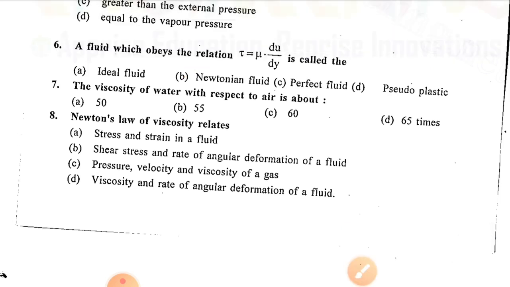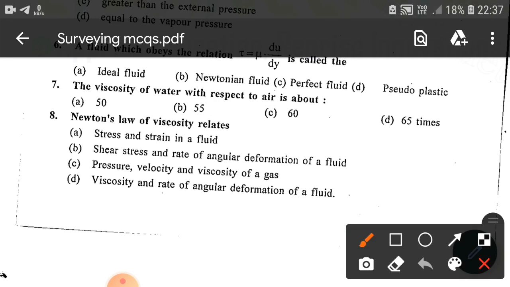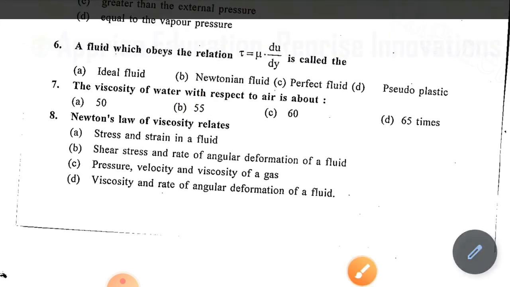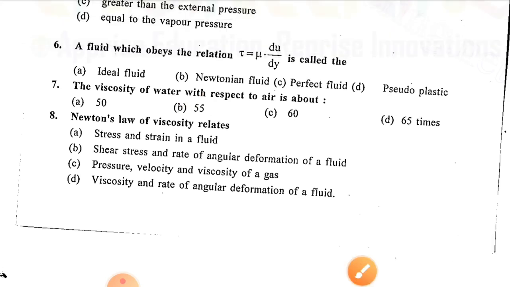Question number 7, the viscosity of water with respect to air is about, option B is correct, 55 times. Question number 8, Newton's law of viscosity relates, option B is correct, shear stress and rate of angular deformation of fluid.